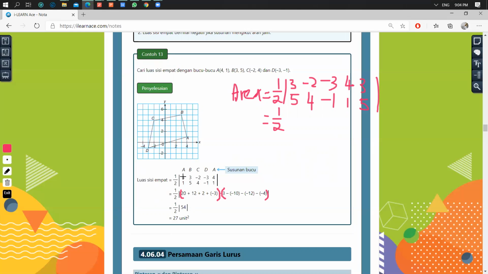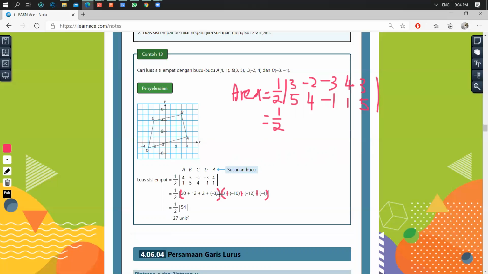First bracket, do top times the bottom. So the first one, 4 times 5, 20, plus 3 times 4, 12, plus -2 times -1, that's +2, plus -3 times 1, that's -3. So that's the first set. Minus the second set. Second set is 1 times 3, so that's +3, plus 5 times -2, plus -10, plus 4 times -3, plus -12, plus -1 times 4, that's plus -4.